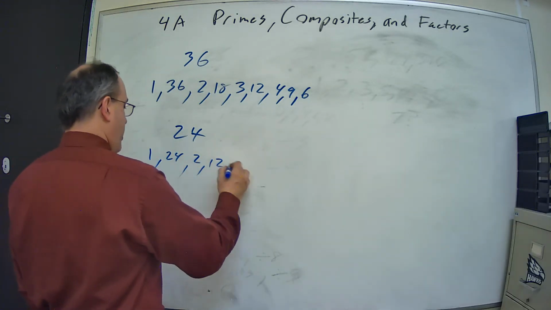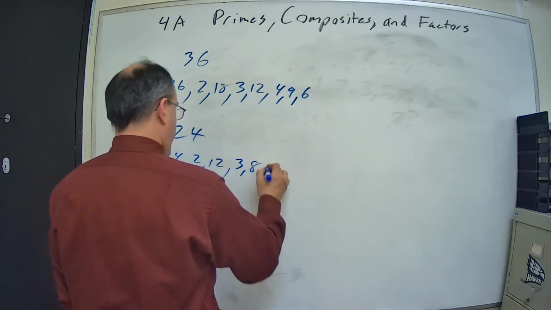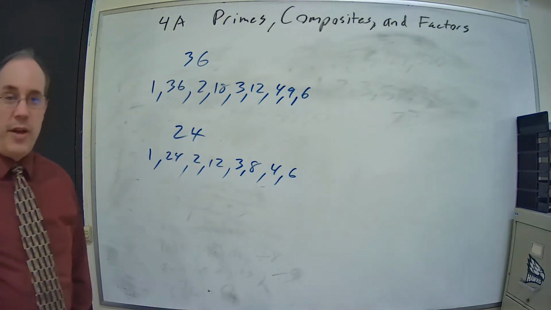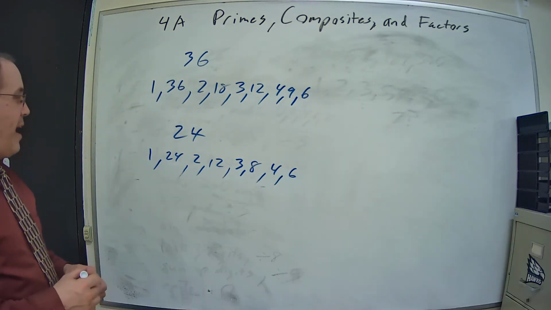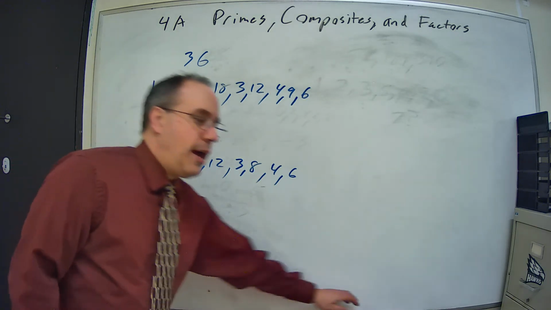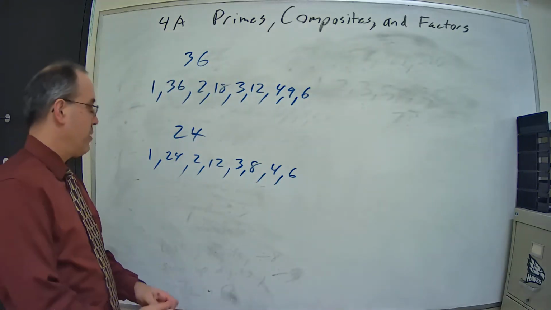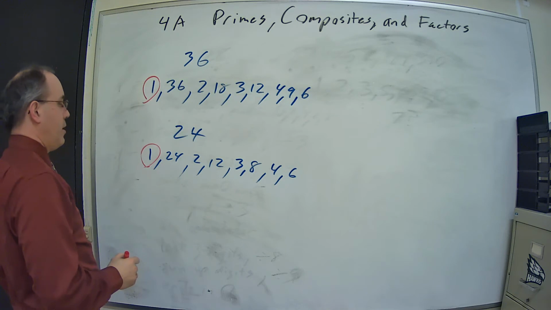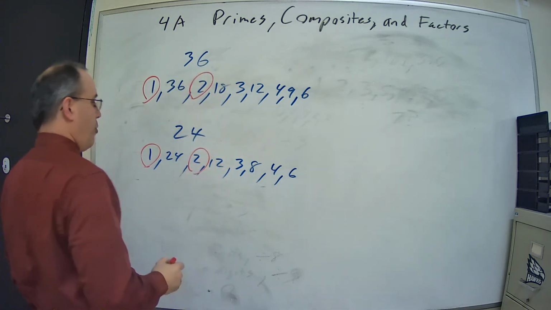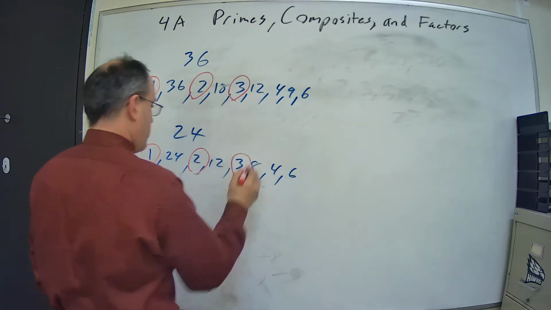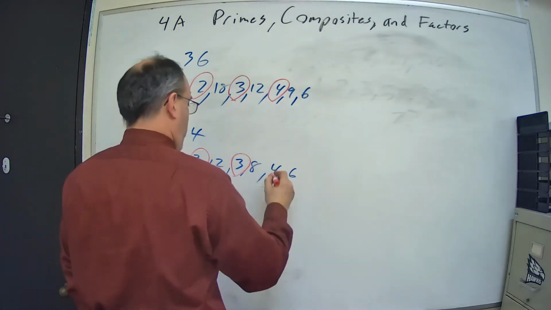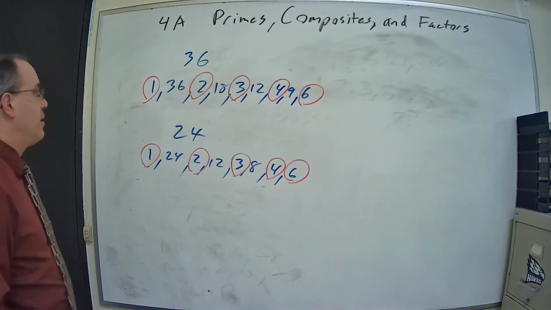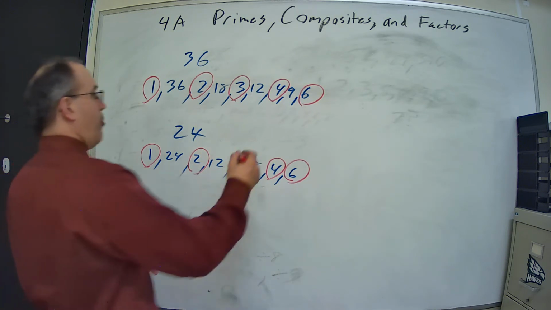It's divisible by 2, giving us 12. It's divisible by 3, giving us 8. It's divisible by 4, giving us 6. And it's not divisible by 5. So now that I have those, I want to find the common factors. They're both divisible by 1. They're both divisible by 2. They're both divisible by 3. They're both divisible by 4. They're both divisible by 6. They're both divisible by 12.